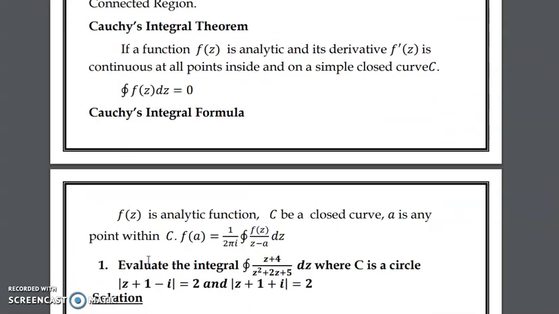Cauchy integral formula: f of z is analytic, C is a closed curve, and a is any point within C. Then f of a is equal to 1 divided by 2 pi i, integral f of z divided by z minus a, into dz.